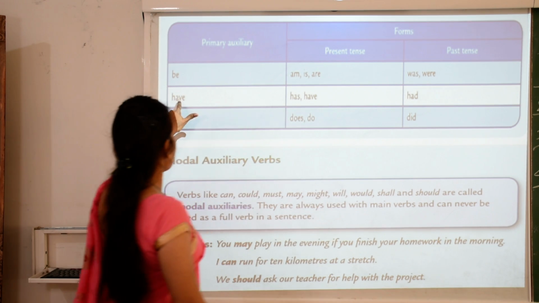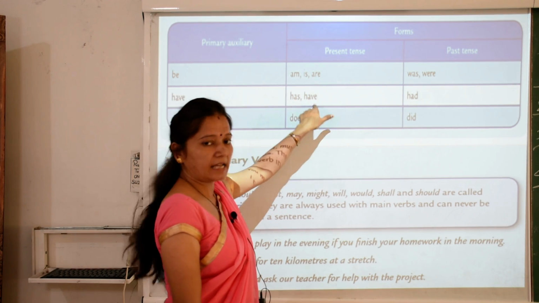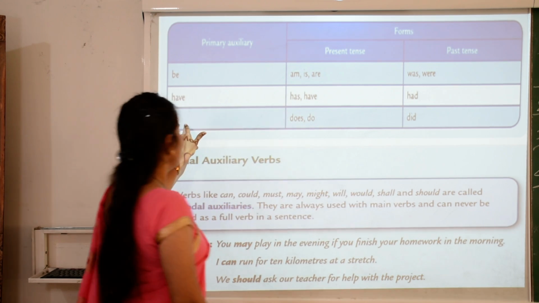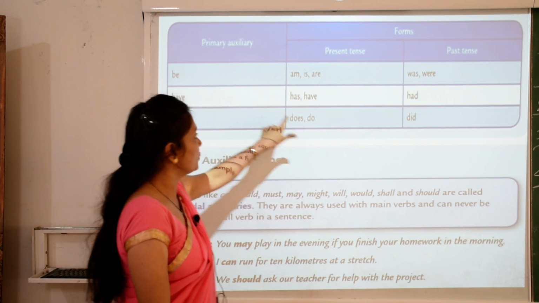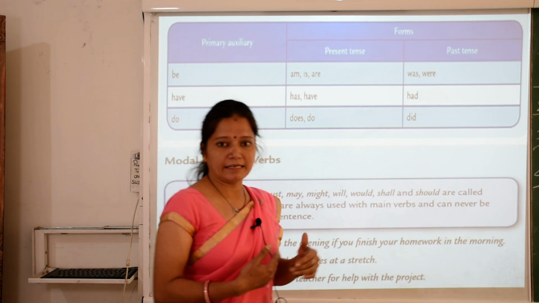Then have. In this category, in the present tense, has and have come, and in the past tense, had comes. Then do. In this category, does and do come, and in the past tense, did comes.